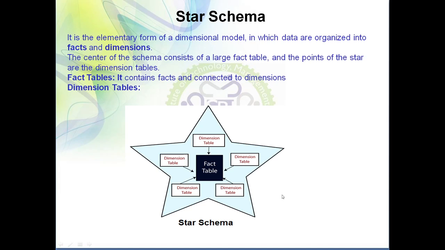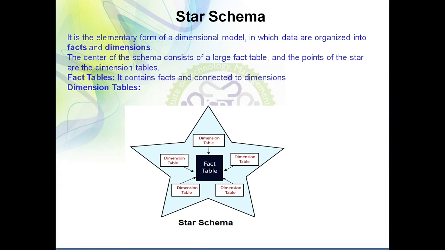Again, the same thing is there. What is a fact? Just to understand, company sale is a fact, and product ID, location ID, and the number of quantities of sale are considered as the dimensions. This is represented with this star-like structure. It is an elementary form of dimensional model in which data is organized into fact and dimension, that we have seen in the case of the multidimensional data model.